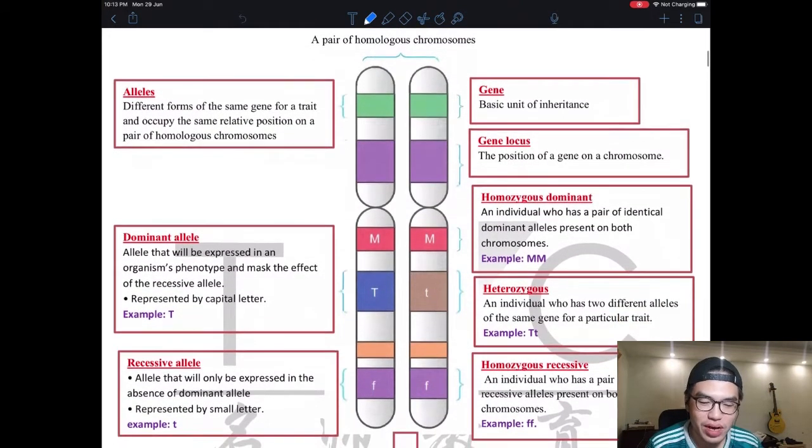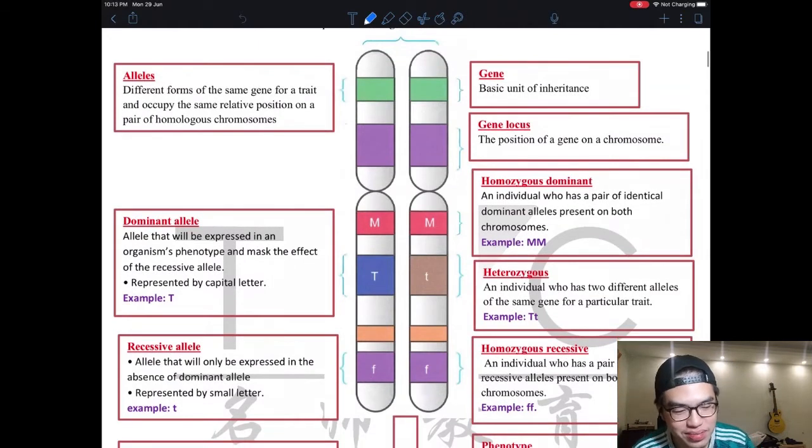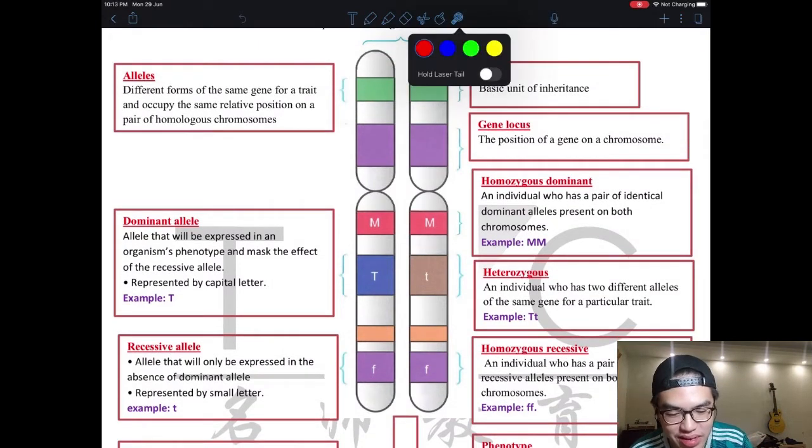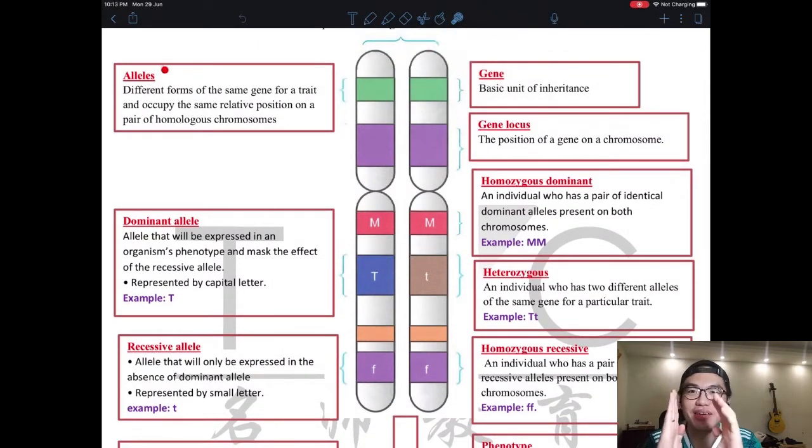Let's look at the first word, allele. What is allele? Allele sounds like parallel, sort of like parallel. So they are parallel. Allele means different forms of the same gene for a trait that occupy the same relative position. So these are a pair of alleles. Sorry for that. Let's understand what a gene is first. I skipped something. So what is a gene?